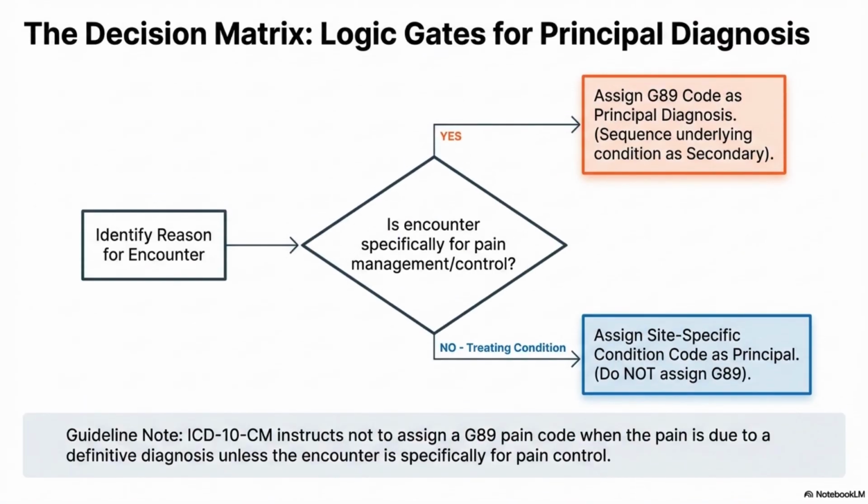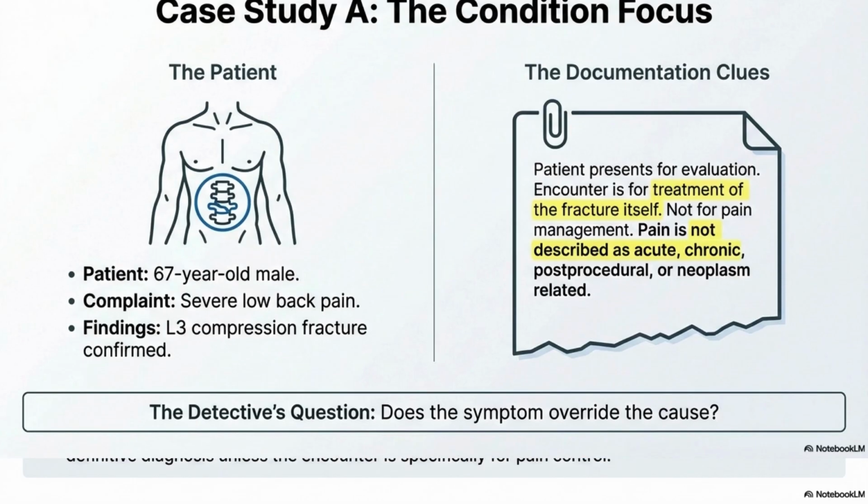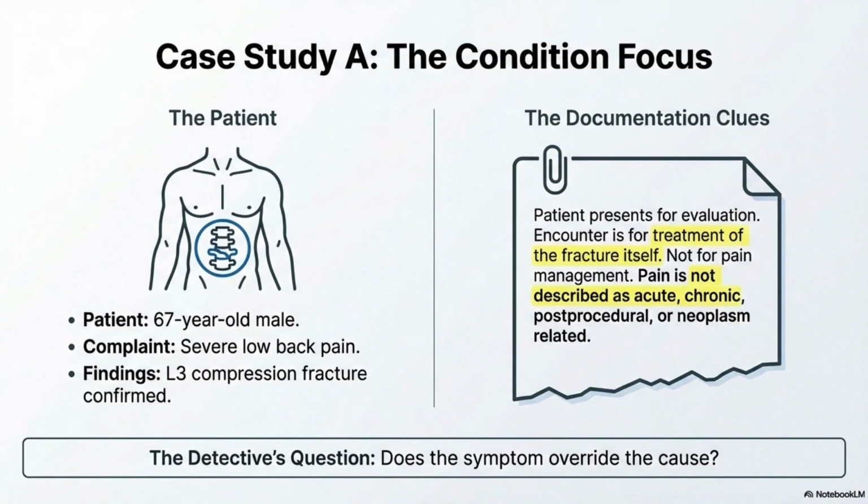Here's the decision pathway coders rely on. If the visit is for pain management, assign the G89 code as principal and sequence the underlying condition second. If the visit is for treatment of the condition, assign the condition code as principal and do not assign G89. This aligns with the guideline that pain due to a definitive diagnosis is not coded separately unless the visit is specifically for pain control. Our first case involves a 67-year-old male with severe low back pain.